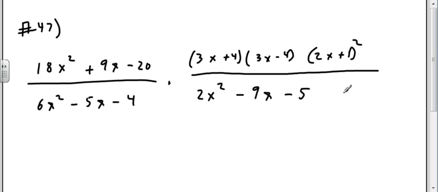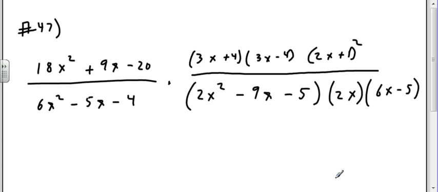And this guy, I see a 2x times 6x minus 5. Okay. So now we have to work on factoring those two guys and factoring this guy. So I got three guys I still have to factor. Bummer. Okay, so we'll do the same thing again.